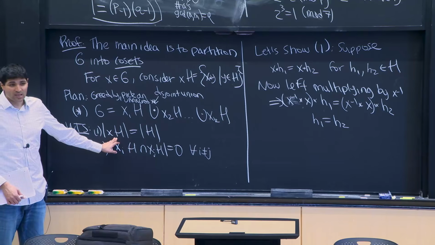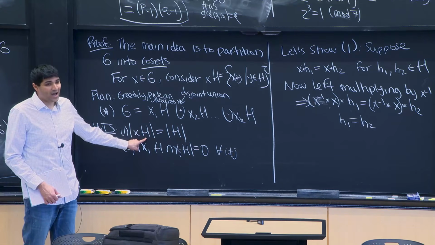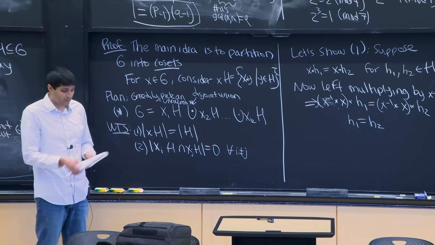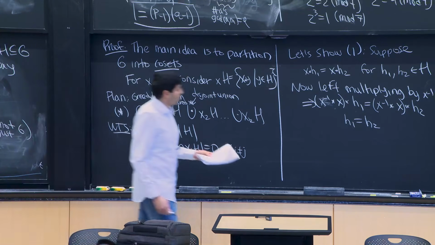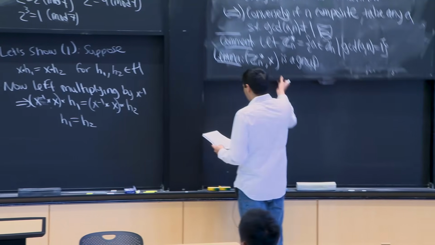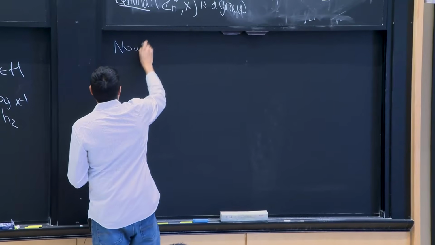Every coset has the same size, because when I take different elements of H, I cannot get the same thing, because of the inverse. So we're halfway home, right? So let's show property 2, and then we'll be done with Lagrange's theorem. So now let's show 2.